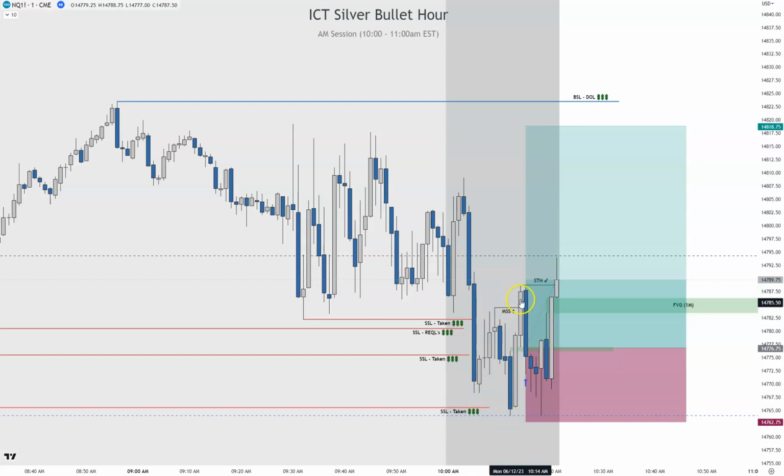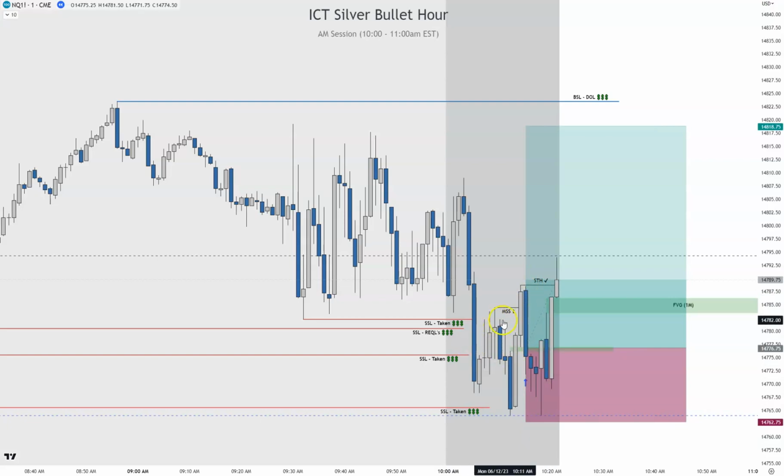Okay, now this came back down. Granted, the wick comes down to the exact same spot. Let's go. This candle's low, if you look up here, is 14,764 even. This one's low is 14,764 even. Okay, so they're the same. So you could consider this a market structure shift.